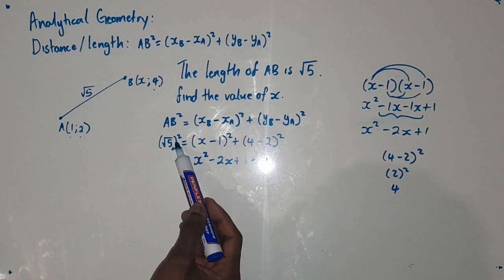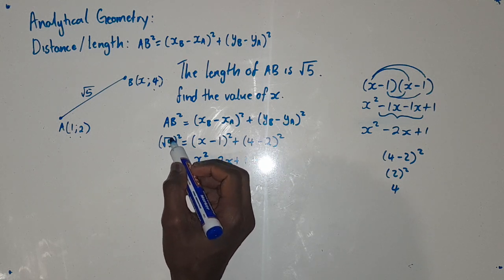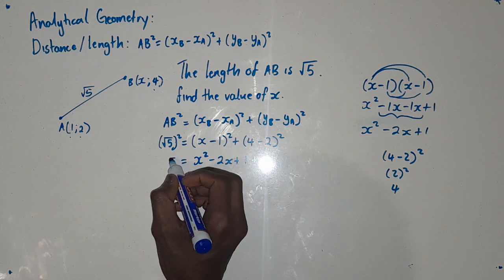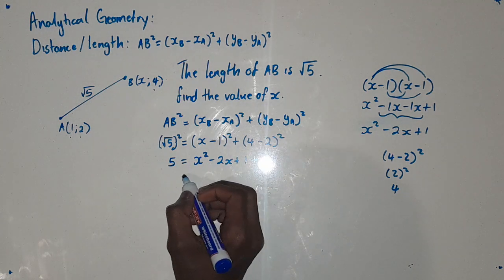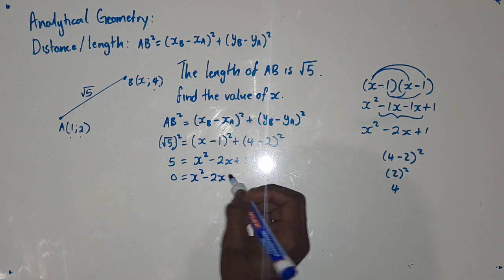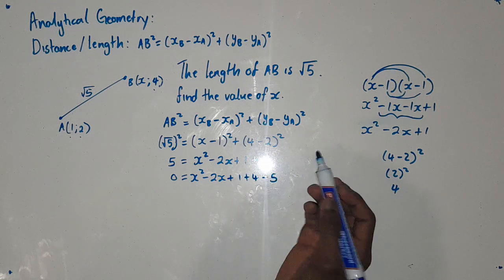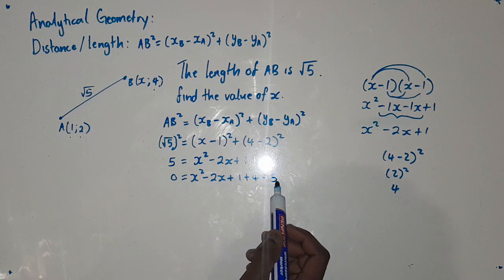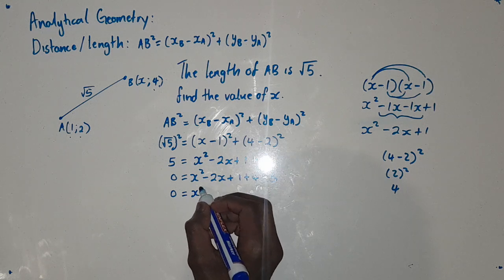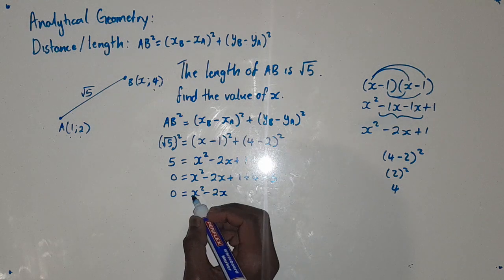Then the root of 5, if I take the square of this, I'm going to get 5. You see? Then let us take everything to the left hand side: x squared minus 2x plus 1 plus 4 minus 5. Then 1 plus 4 is 5, minus 5 is 0. That means we have this.